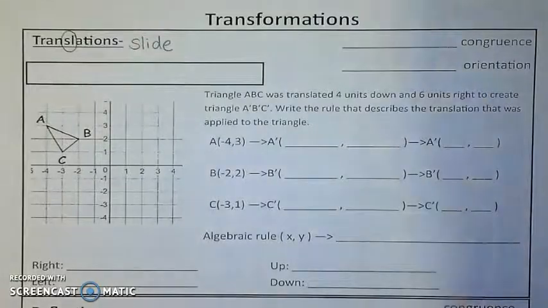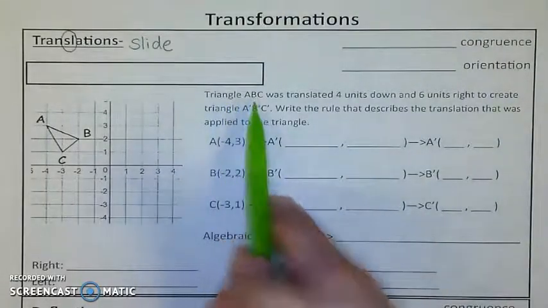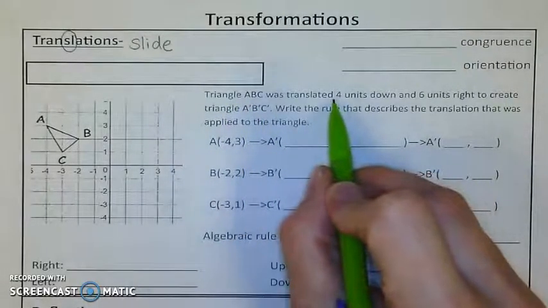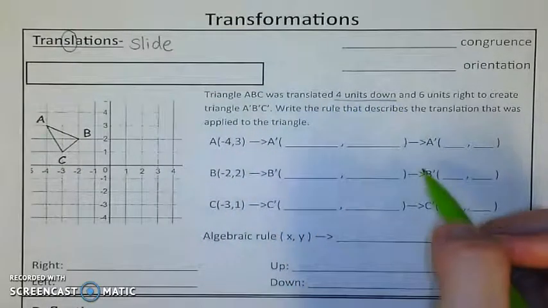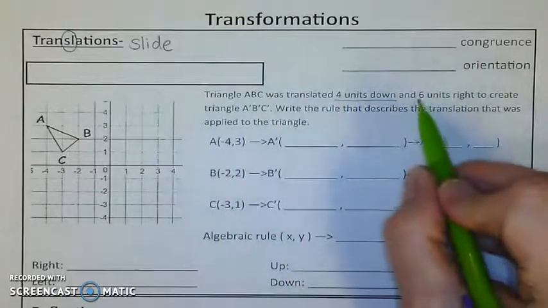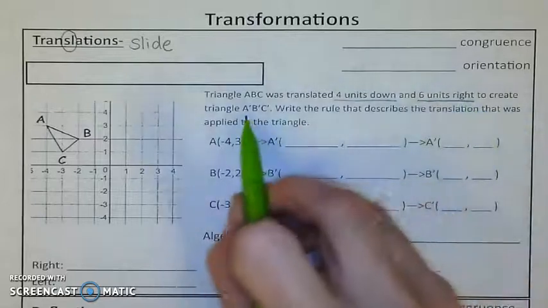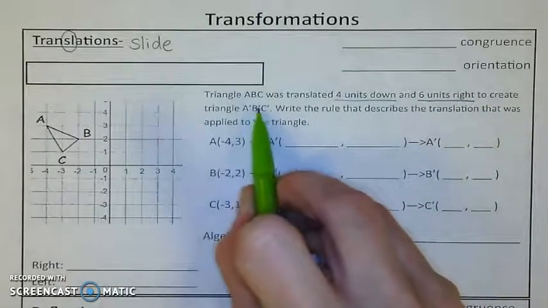I'm going to go ahead and skip to the problem. It says that triangle ABC was translated 4 units down. I'm going to underline that. That's pretty important right there. And it's also translated 6 units right to create triangle A prime, B prime, C prime.